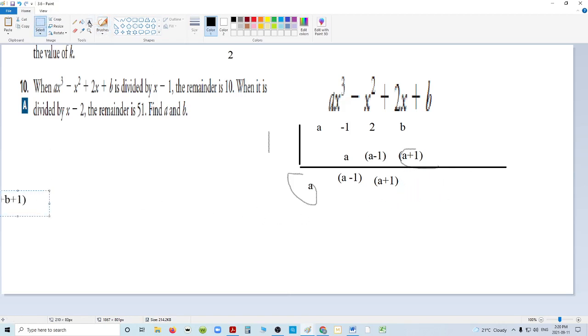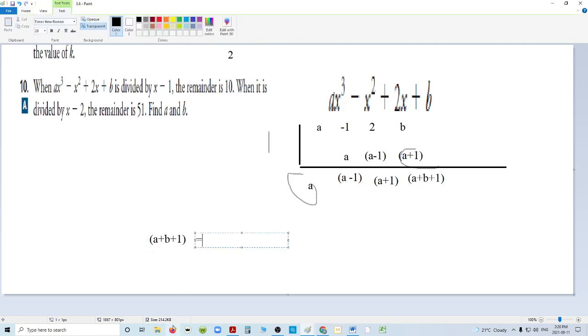10. So that means this whole thing here is supposed to be equal to 10, because that was what they told me the remainder would be. Now, I'm just going to make sure I did the math correctly. A minus 1, 1 times that, a minus 1, add that, a plus 1, 1 times that, a plus 1. So I get a plus b plus 1 should be equal to the remainder, which was 10.